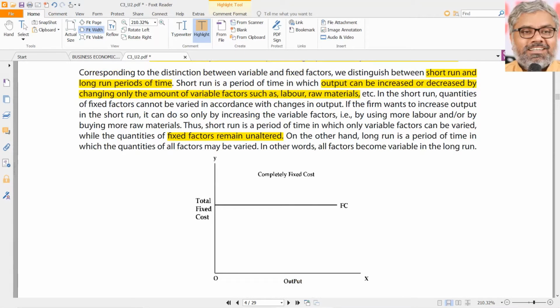Then what is long run? Naturally, where all factors may be varied, because every factor can be changed in the long run. There will not be any fixed factor in the long run. If you want machinery, it will take time, but in the long run, you will get it delivered, you can fix it, you can install it and start a new factory. All these things are possible in the long run. So there is no factor that is fixed in the long run. In other words, all factors become variable in the long run.